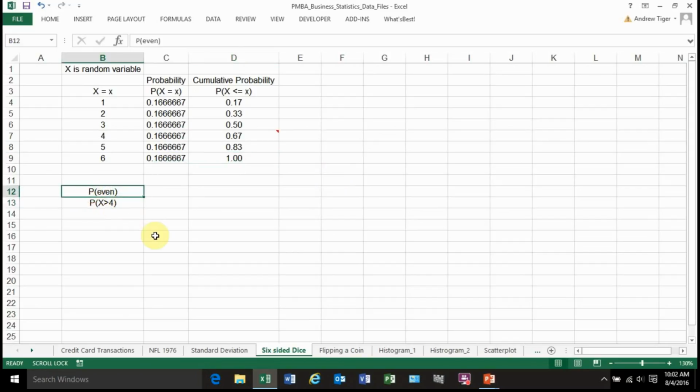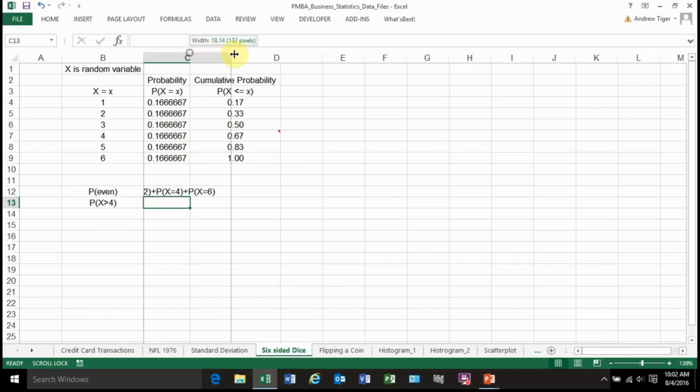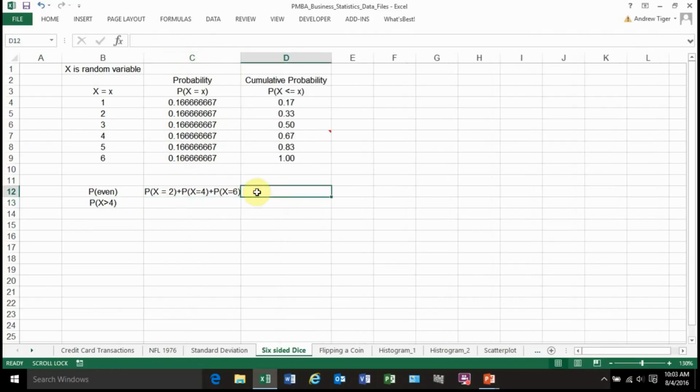What's the probability that we will get an even number? Well, that's equal to the probability that x is equal to 2 plus the probability that x is equal to 4 plus the probability that x is equal to 6. That's the equivalent of what I'm asking for, and that's an easy thing to calculate. We could just take this plus this plus this, or you could certainly have done that in your head and get 0.5. 50% chance to get an even number. A little bit more difficult.